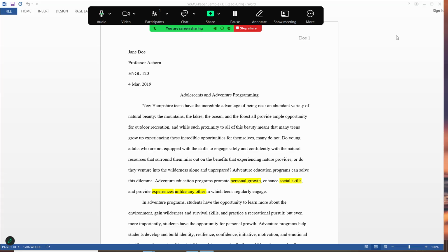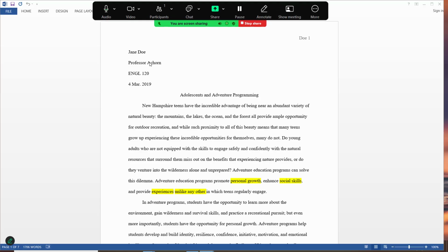Okay, in this video, I am going to be going over the specific details and requirements of WA3. Note on my screen, you should be able to see this clearly. We are following that same MLA format, which, as you see, has a name, the professor's name. In this case, it's Professor Acorn. Obviously, if you have me, it would be Professor Leonard.